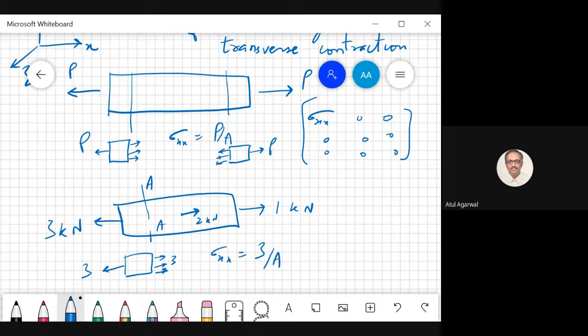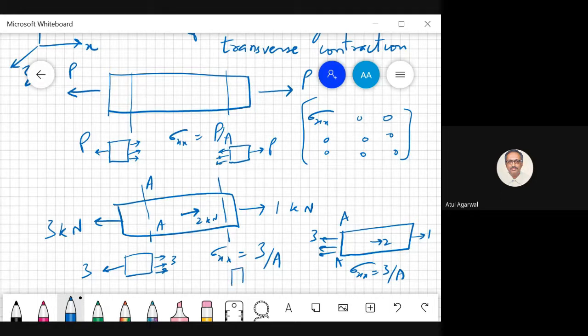Had you drawn the free body diagram of the right part, the plane is AA only, but now there are forces 2 and 1. To equilibrate, you need force 3 here. So again, your sigma xx is 3 by A. Force is negative, area normal is negative, so you get a positive stress. But if you want it on this plane BB, the internal force on this plane has to be 1. So your sigma xx on this plane BB is equal to 1 by A. Any doubts?